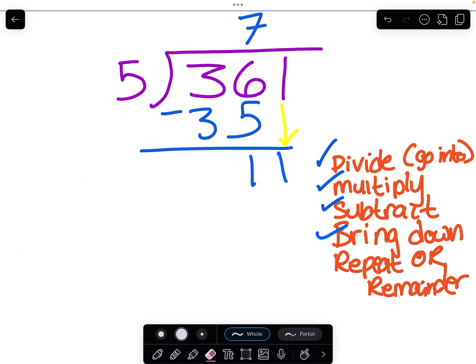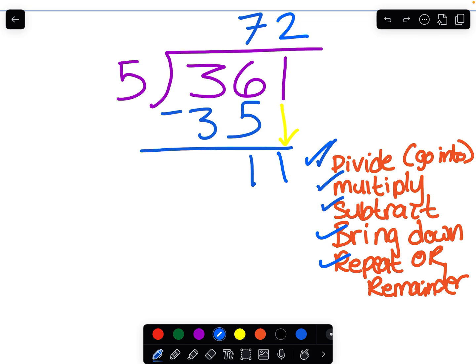So then I say, okay, 5 goes into 11 2 times. So I did divide again. I did the repeat and I divide again. Now I go through the same process all over again. And you'll notice that I'm putting these little check marks next to the steps. I often tell my students to do that because I think it helps them keep track of where they are.